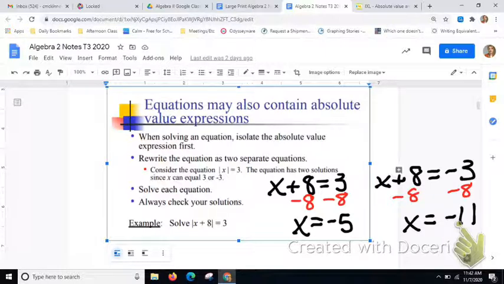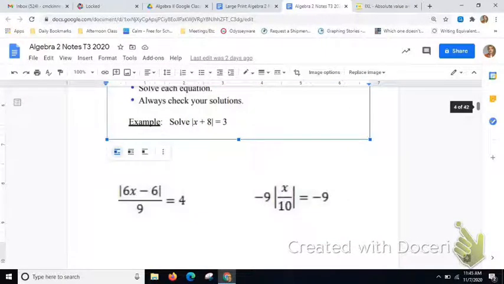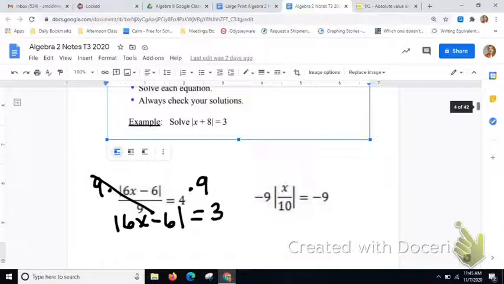It is going to be important, though, that you get the absolute value by itself first, or one of your answers is always going to be wrong. All right, a couple more problems here at the bottom of the page. Remember, you're getting that absolute value by itself. In this case, we're multiplying, so if you forgot to do it at the beginning, it doesn't bite you quite the way it does if it's adding and subtracting. So if I multiply both sides by 9 to get rid of that fraction, then I'm going to have absolute value of 6x minus 6 is 36.